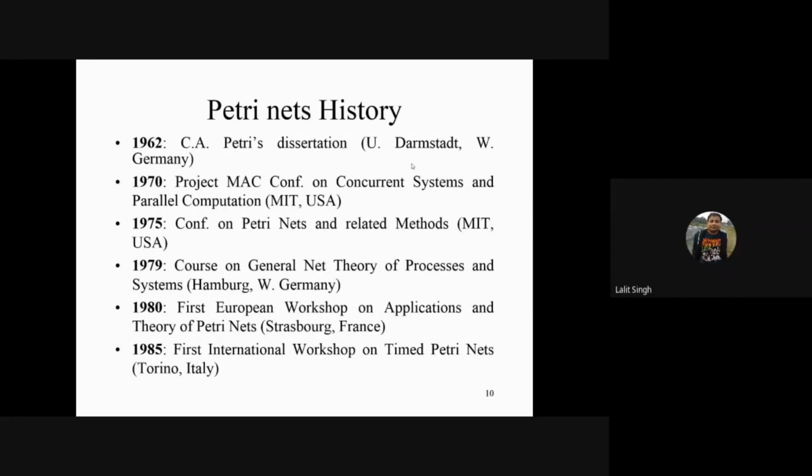Then people from different domains also started taking interest in whether this Petri net model would be able to model their particular kind of applications. With this objective, in 1980, the first European workshop on applications and theory of Petri nets was started in France. And then different flavors started coming out.